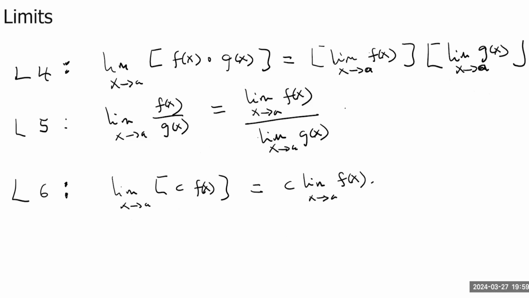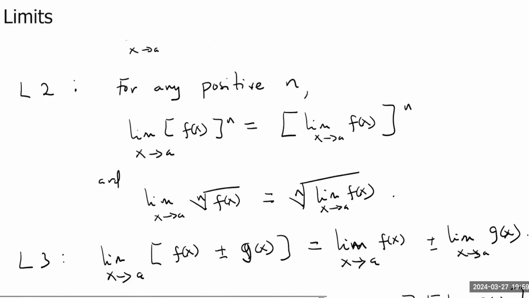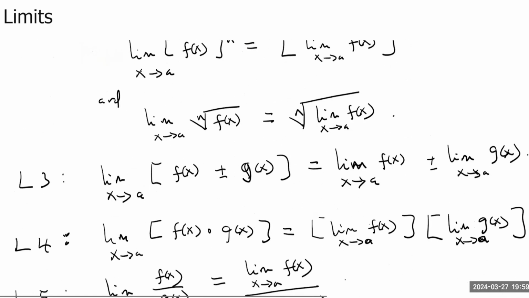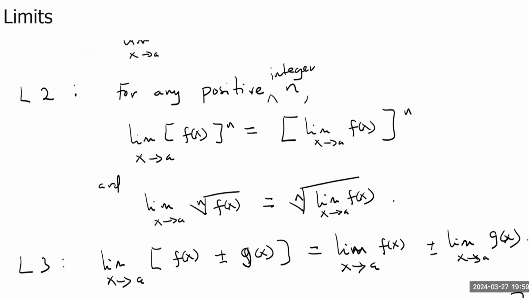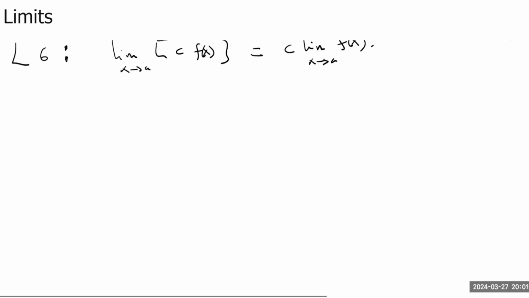So right now we've been able to learn 6 laws. The first law is that given any constant, the limit of that constant is the constant, right? And the second law is that for any positive integer n, given any power function, we claim that the limit of the power function, okay, the limit of a constant times the function is the constant times the limit of that function, right? At this point, I want to solve examples. So we are going to look at examples.